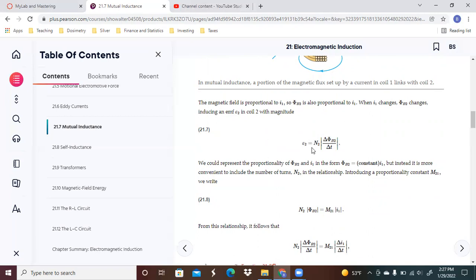So in other words, the EMF, as you might guess, is proportional to the change in the magnetic flux in B2. The question is, what's this N out here? That is going to be the number of turns in coil 2.